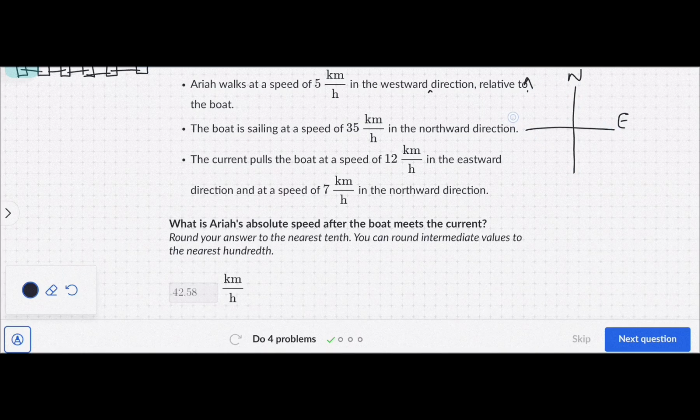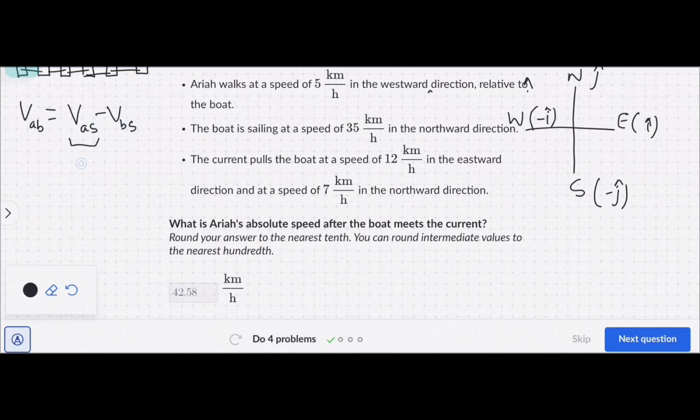So first let's define the directions. North, east, west, south. This is i cap, this is j, this is minus j cap, and this is minus i cap. Now let's find the velocity of Arya with respect to the boat. V_AB is equal to velocity of Arya with respect to sea minus velocity of boat with respect to sea.